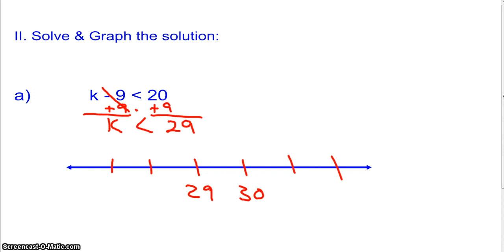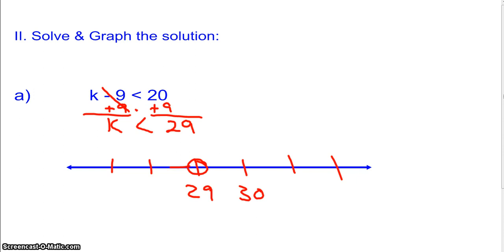So now the type of dot, we're going to say it together. The type of dot that we're going to put at 29. 3, 2, 1. Open. Open, because this is a less than. Very good. The k may not equal 29. It's just a less than. Now the question is, are we going to draw our ray to the left or to the right? And the answer is left.